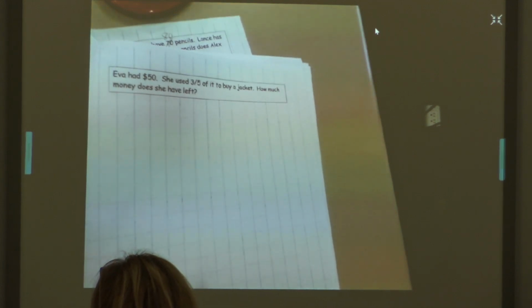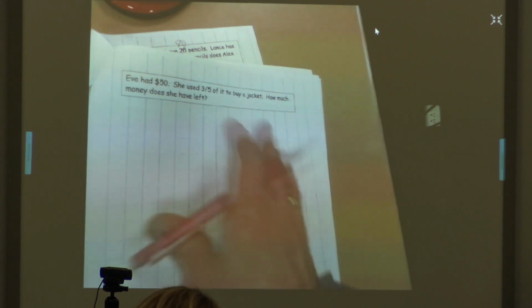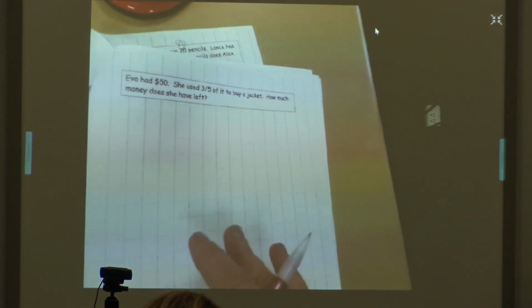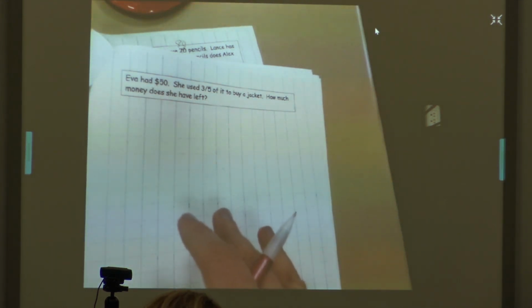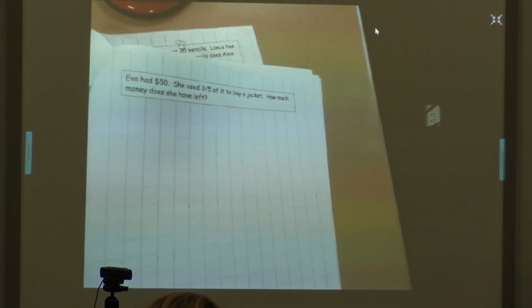All right, and this problem we're doing a unit on fractions right now, and we're going to be going over these kinds of problems beginning of next week. In fact, this is one of the problems that we're going to do in 4th grade. This is a classic problem. We're actually multiplying by fractions. So Eva had $50. She used 3/5 of it to buy a jacket. How much money does she have left?